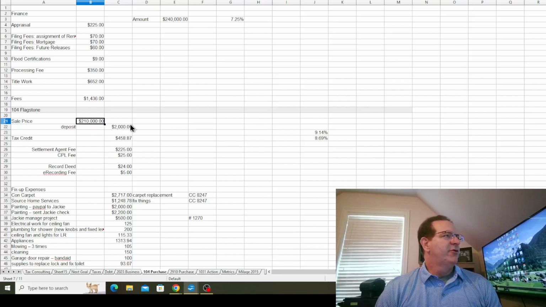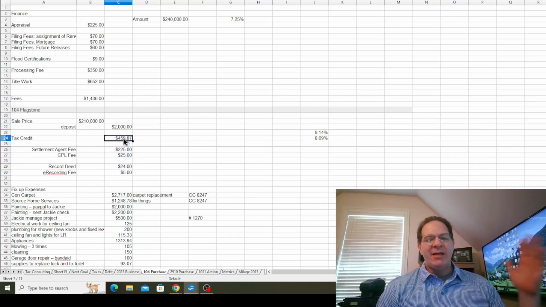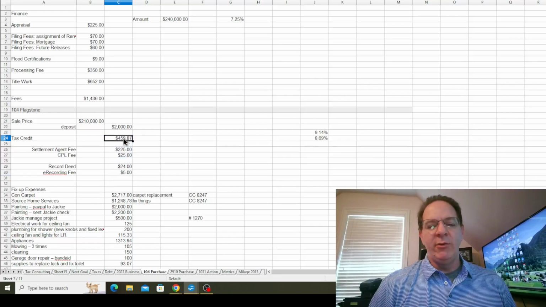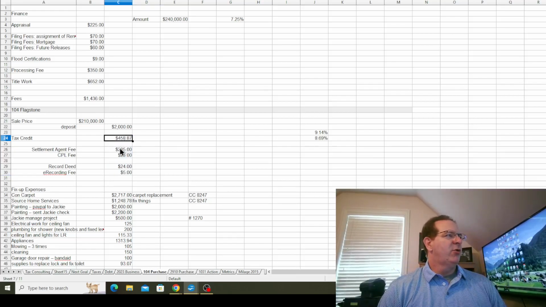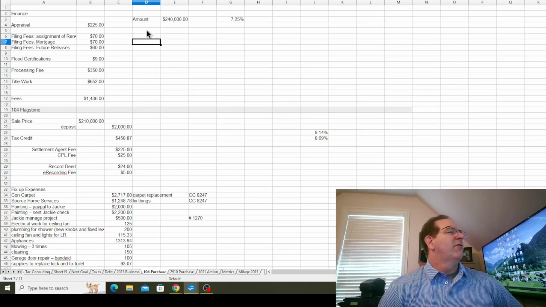So we had a $210,000 purchase price. $2,000 was the deposit. Credit on the taxes. This is the amount of taxes so far during the year up to the point that we bought it that the seller would have paid, so we get a credit for that at closing. And then down here are fees for the recording of the title, settlement fees, recording fees. Up here there's actually a financing. I took an existing property and financed it for this much at 7 1/4. Here are the fees on the refinance work.